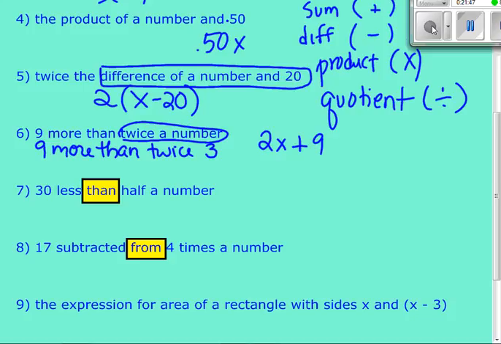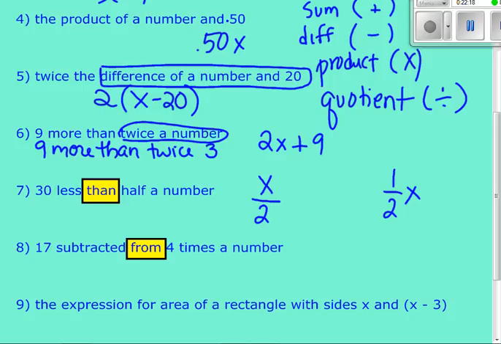Okay, so let's look at the next one. 30 less than half of a number. So what if my number is 10? What's half of 10? 5. What'd you divide by? 2. So I'm going to take my number, x, and divide it in half. So I'm going to divide it by 2. Or you could have written 1/2 x.